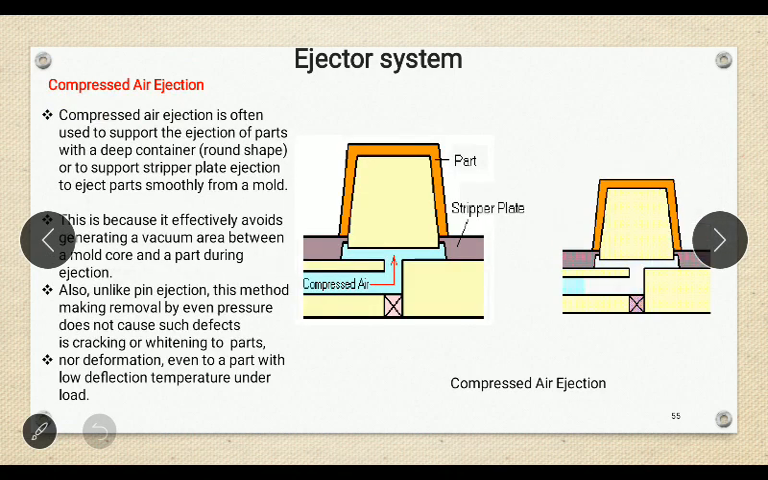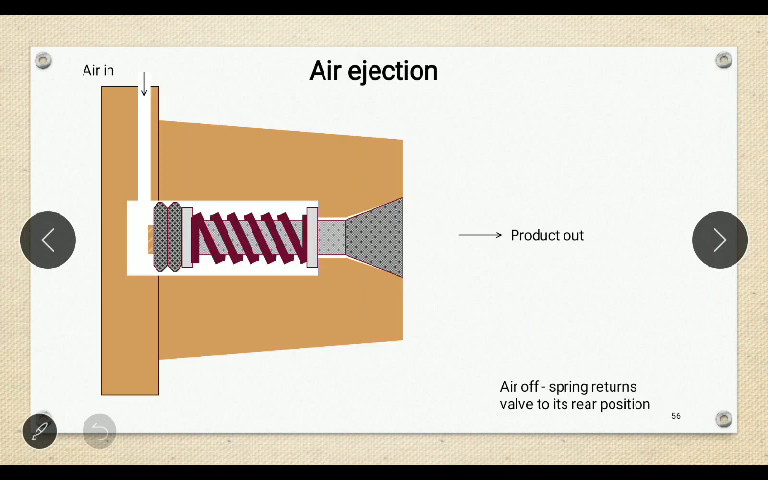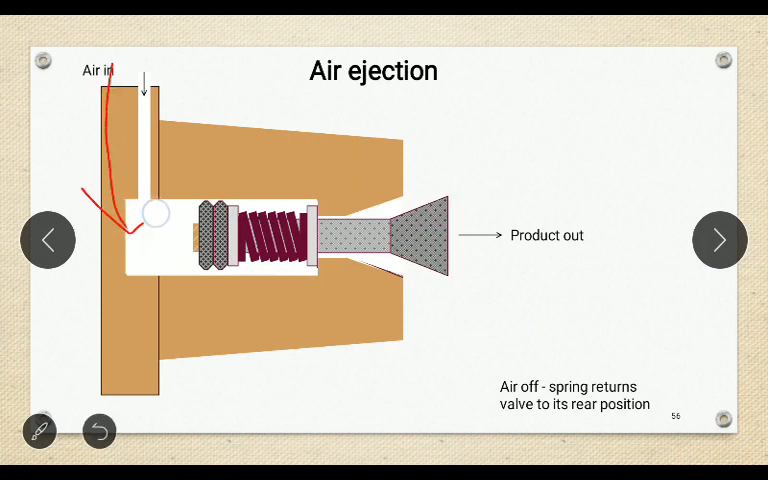The compressed air ejection uses compressed air to remove the product from the cavity. This system uses deep containers, generally round in shape, to support the ejection of parts and to eject the part smoothly. Unlike pin ejection, this method removes components by even pressure and does not cause defects like cracking, deformation, etc. You can see that here compressed air is taken in and this lifts the component in the upward direction, withdrawing it from the mold cavity. Here also we can see the ejection system using compressed air. Air is coming from this inlet and the product is removed in this direction, like we can see here.